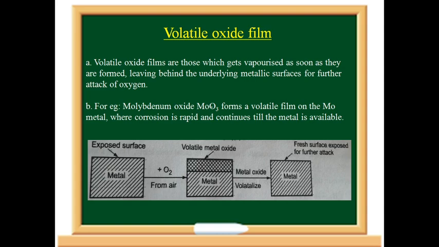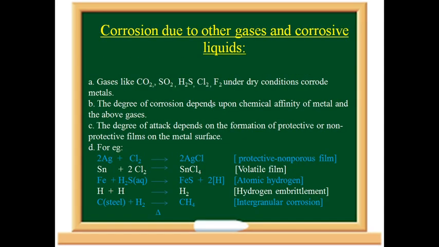Now let's proceed further to attack due to other gases and corrosive liquids. Okay, so what are these other gases? As I told you, it can be carbon dioxide, sulfur dioxide, hydrogen sulfide, chlorine, fluorine. Under dry conditions, all these metals get easily exposed to these gases, especially in factories where there are storages and all that. This happens normally over there.